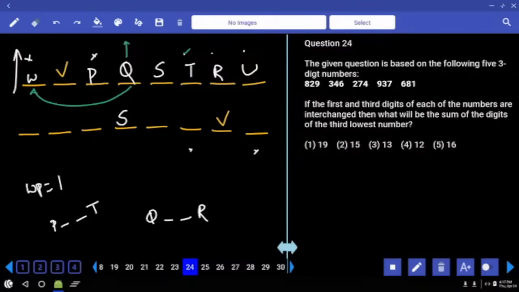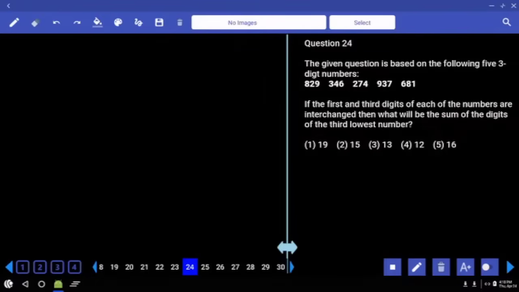Now 24 onwards, 24 to 26. First and the third digits of each of the numbers are interchanged. Then what will be the sum of the digits of the third lowest number? First lowest is 1, second lowest is 4, third lowest is 6. Then the sum of the digits: 3 plus 4, 7, plus 6, 13.